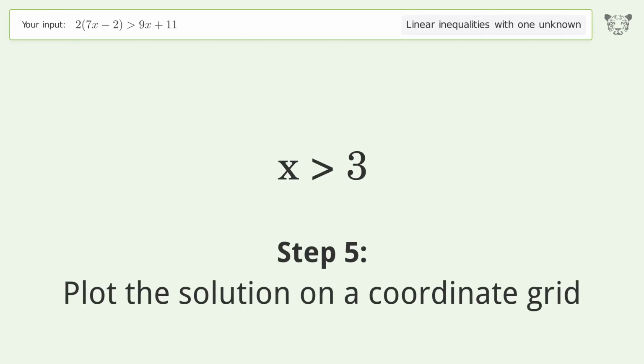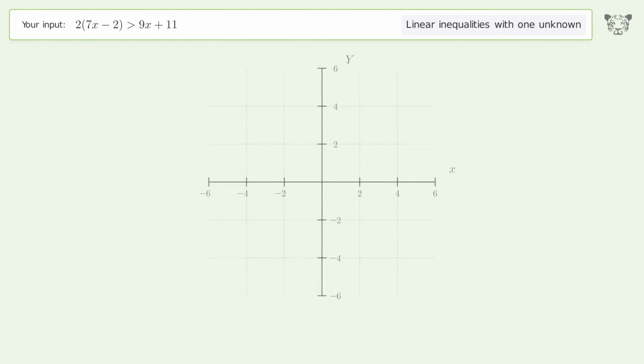Plot the solution on a coordinate grid. And so the final result is x greater than 3.